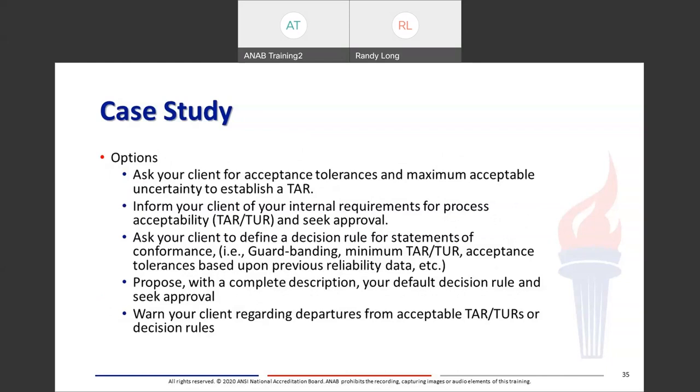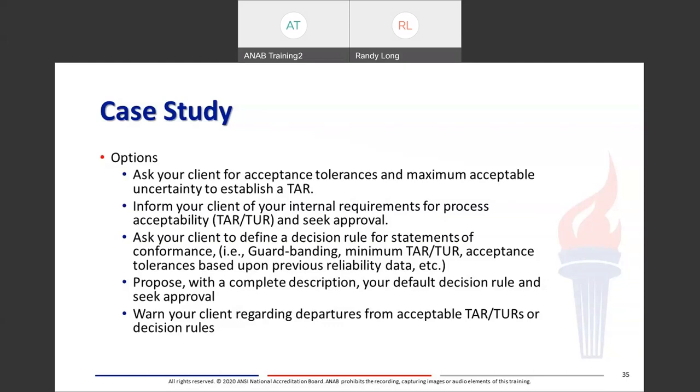A calibration laboratory can ask a client for acceptance tolerance and maximum acceptable uncertainty to establish a test accuracy ratio. The laboratory could inform the client of internal requirements for process acceptability and seek the customer's approval. A calibration laboratory could ask a client to define a decision rule for statements of conformance, for instance, guard banding, minimum TAR, acceptance tolerance based on previous reliability data, etc.